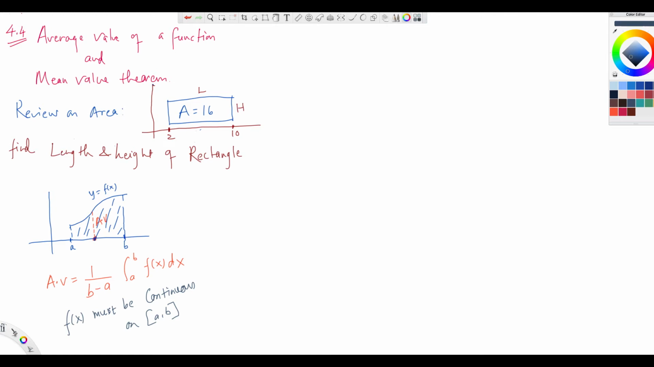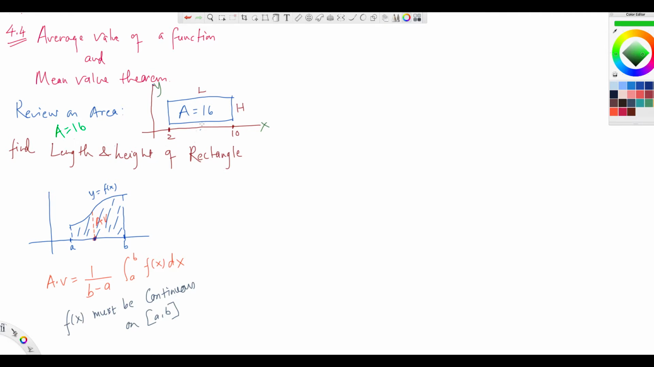Alright, in this video, I am going to talk about average value of a function and mean value theorem. Okay, guys. Let me give you some review about the area of a rectangle. Suppose area is given as 16. I want to find out the length and height of the rectangle.